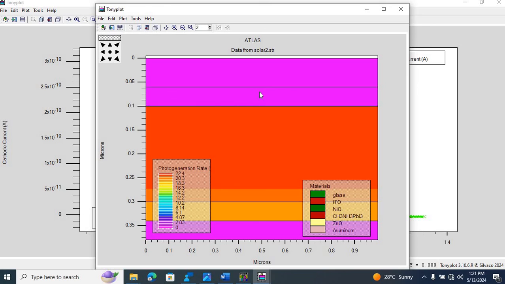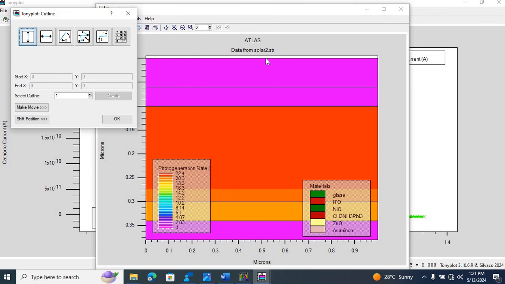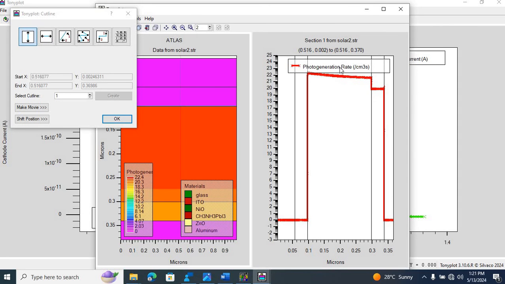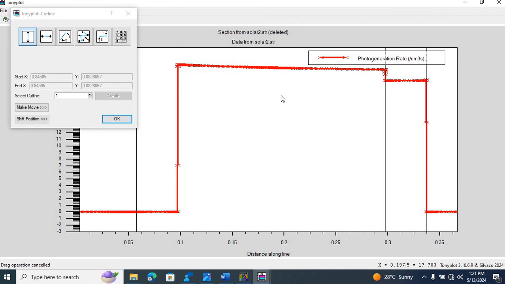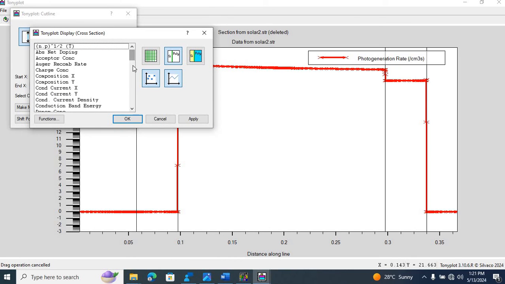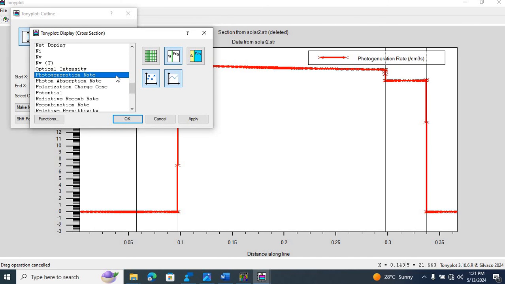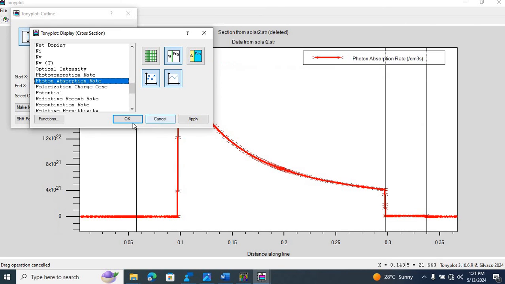The nickel oxide is a really good layer because it allows the visible light to pass through it. So it has a good transmittance for the perovskite solar cell. By using the cut line, we can also see the exact curve for the photo generation rate and for the photon absorption rate as well, as you can see over here.